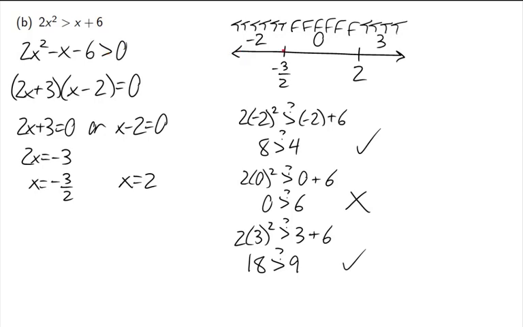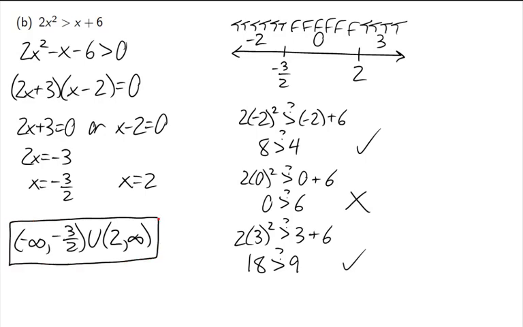However, this interval to the left works, so that's negative infinity to negative 3 halves, union, and then the interval to the right of 2 also works, so I get 2 to infinity. And again, I use all parentheses because this problem was a strictly greater than problem.